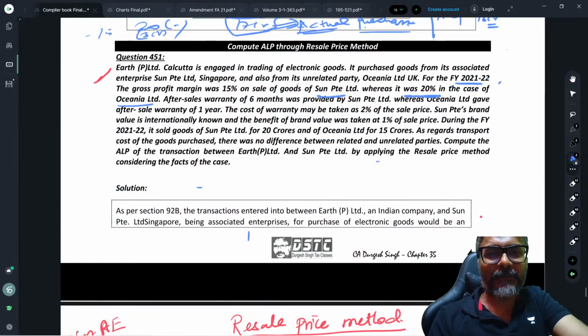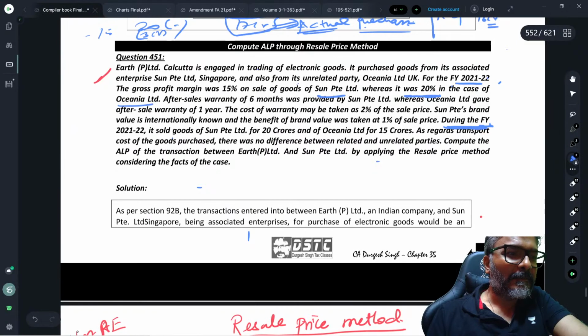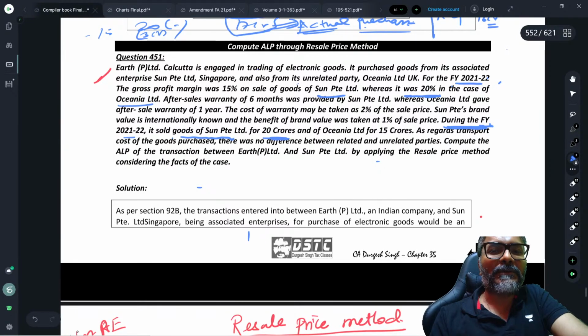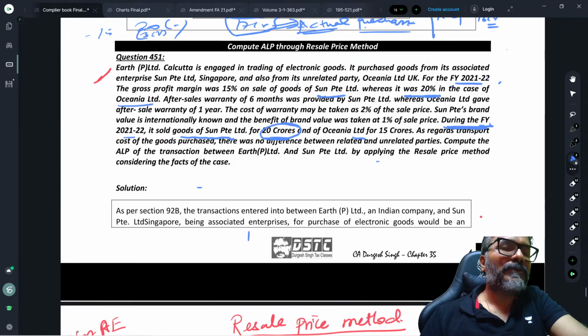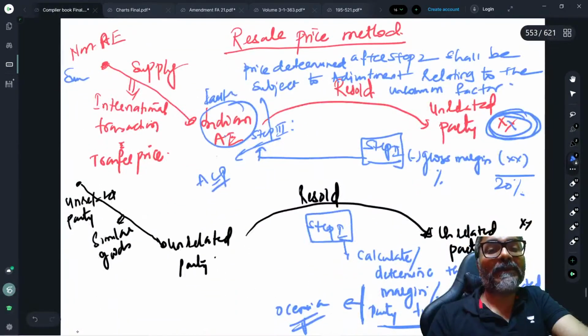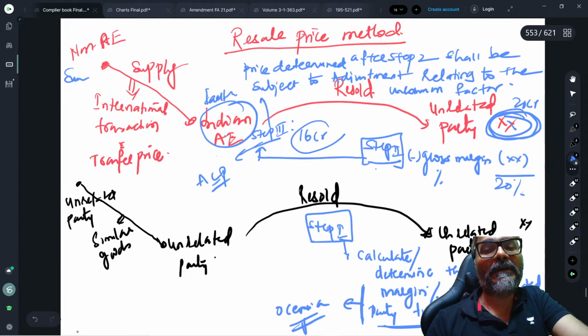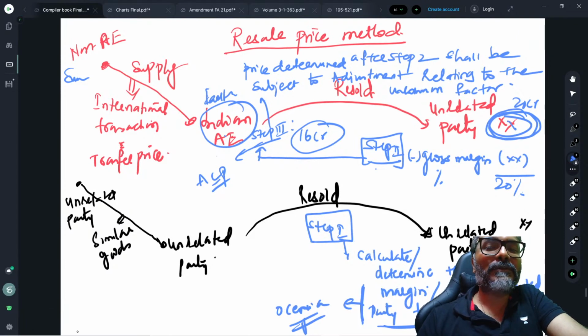Here, students, I'll take you through this one. During the financial year 21-22, it sold goods of Sun Pte for rupees 20 crores and of Oceana 15 crores. So Sun goods are resold at what price, students? 20 crores. So Sun 20 crores is what we'll consider. And from 20 crores we'll minus 20%, which gives us, after step 2, 16 crores.